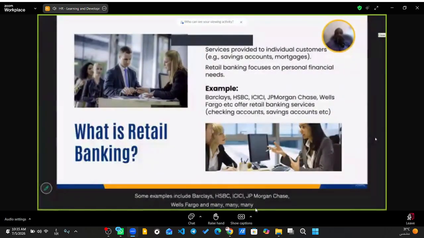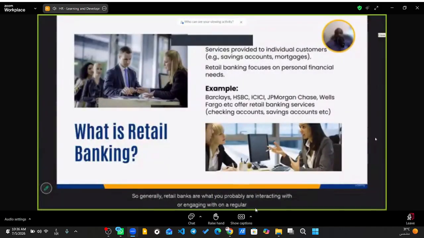Some examples include Barclays, HSBC, ICICI, JP Morgan Chase, Wells Fargo, and many, many more banks that offer retail banking services. All these banks offer checking accounts or current accounts, as they're called sometimes, and savings accounts. And we'll look a bit deeper into the difference between some of these products and services in subsequent chapters.